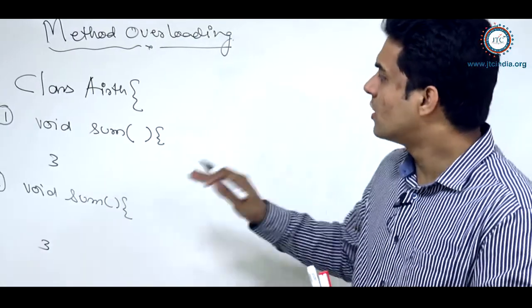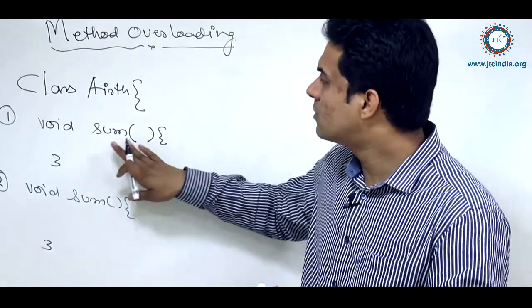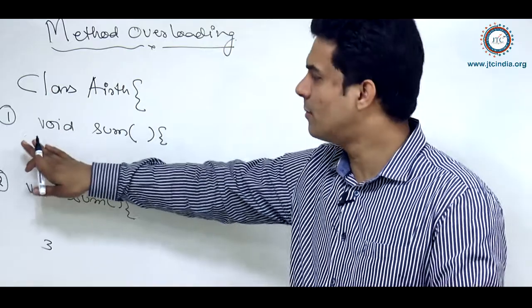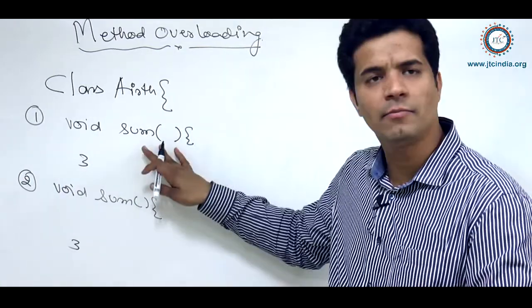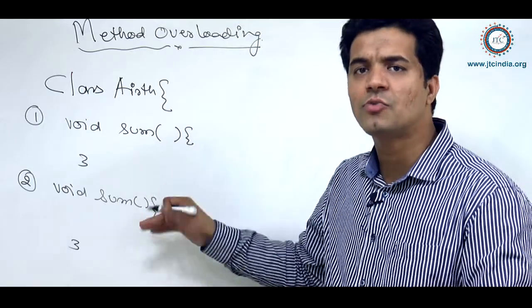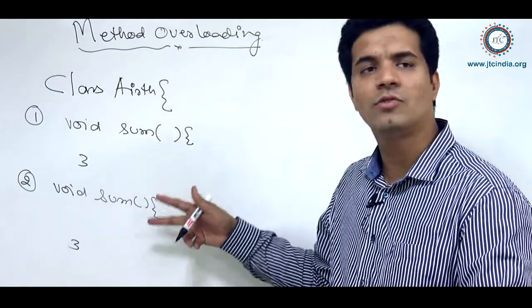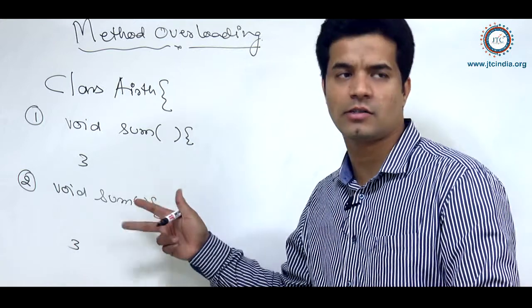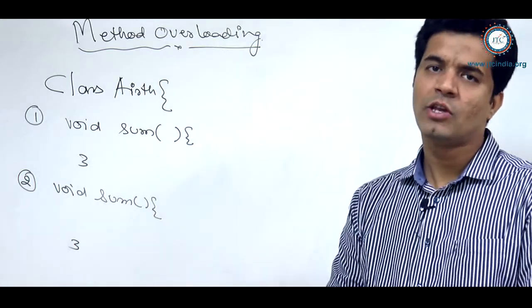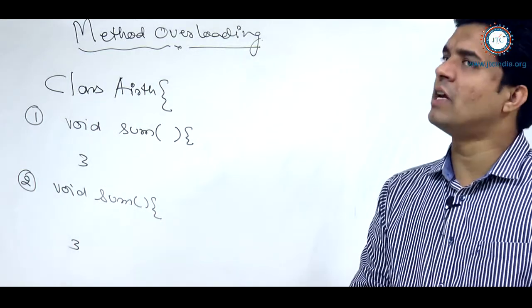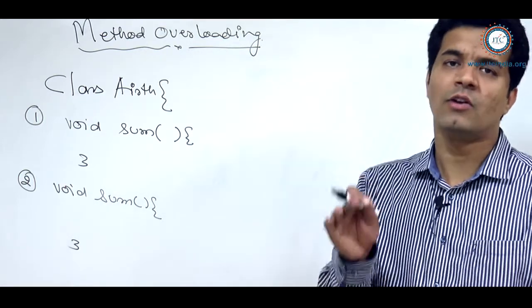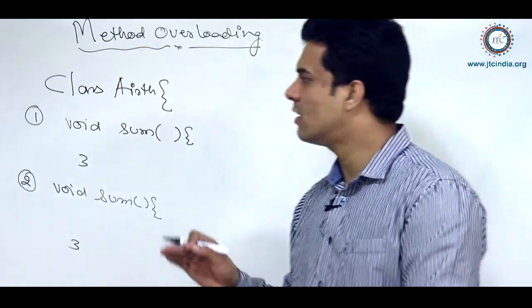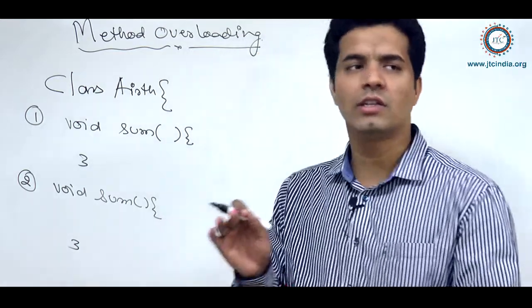Because here the methods which we are writing, the return type I am not talking about, but the parameters of both methods are the same. And in a class, we cannot write more than one method which has the same number of parameters. Is it okay? So whenever we are overloading any methods inside a class, we need to remember the following things.